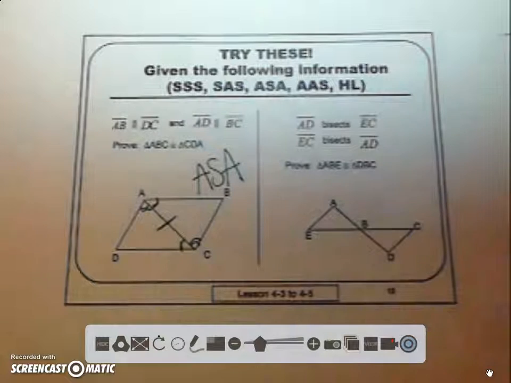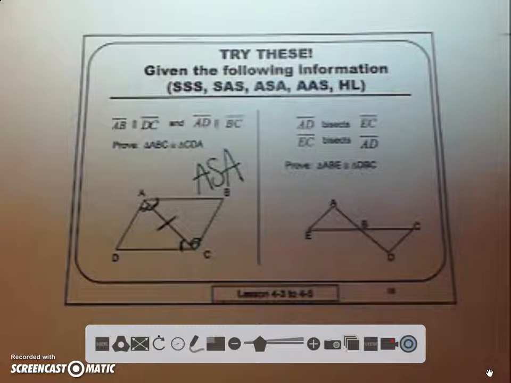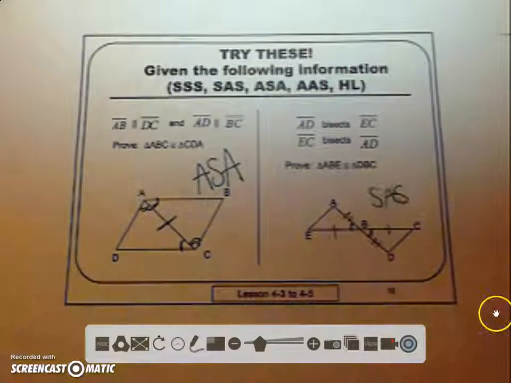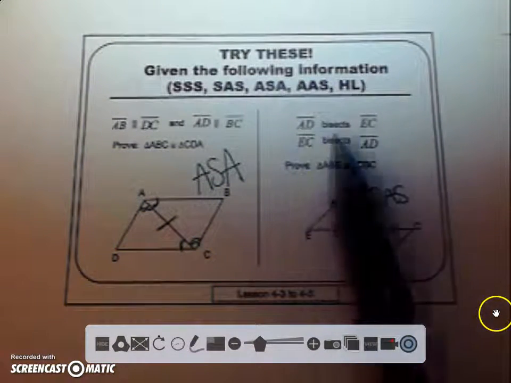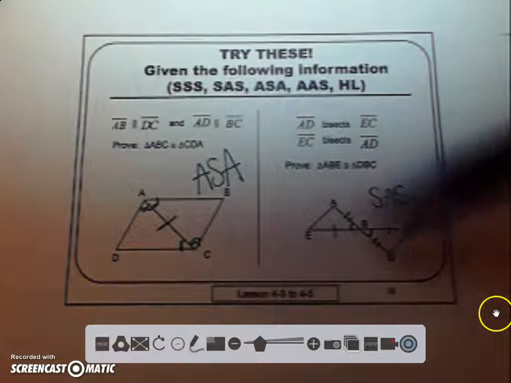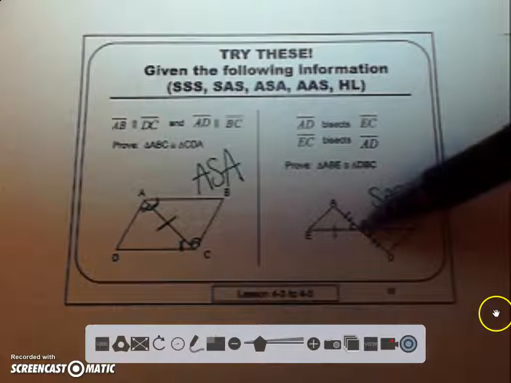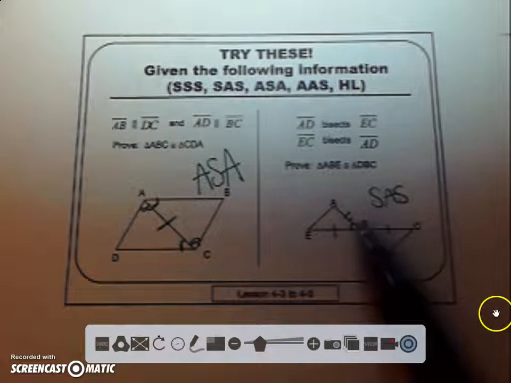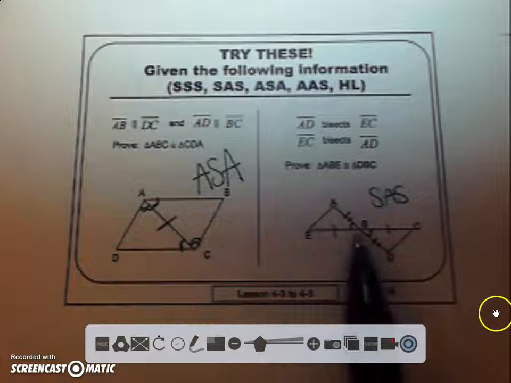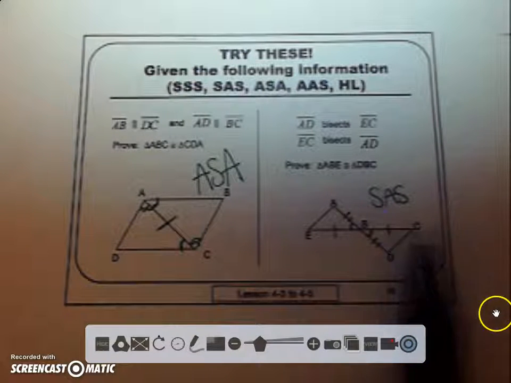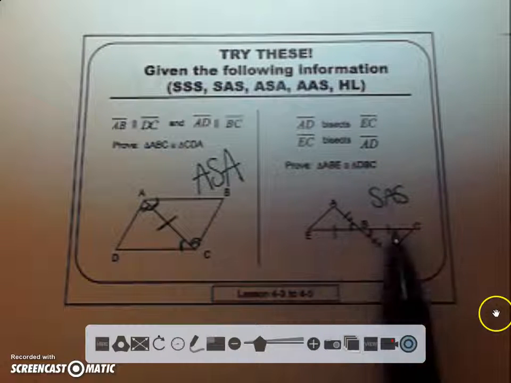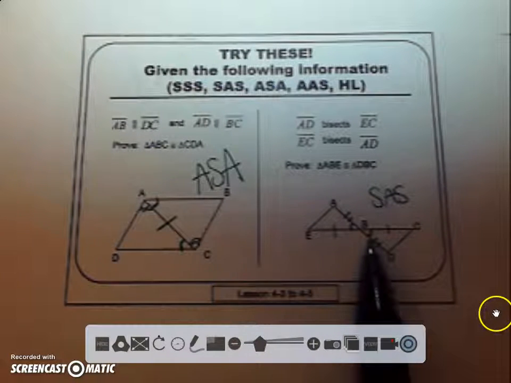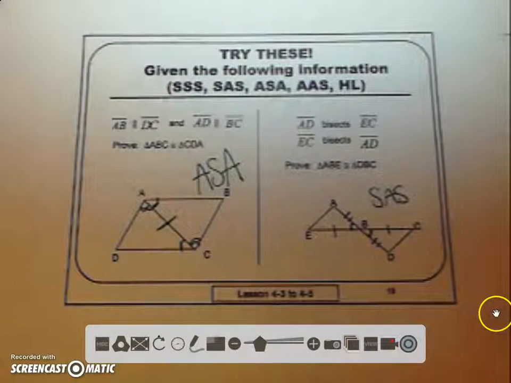Go ahead and try the next one on your own, again remembering what the definition of a bisector is, and then check your answer. Alright, so if AD bisects EC, then that means that B is the midpoint of both of these two things. So that means that AB and BD should be congruent, and EB and BC should also be congruent. So then, knowing that, we have our sides marked, and we have a vertical angle here around angle B. So we have side, angle, side for our statement.